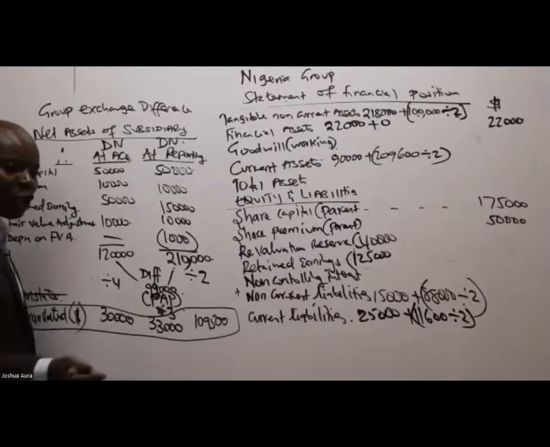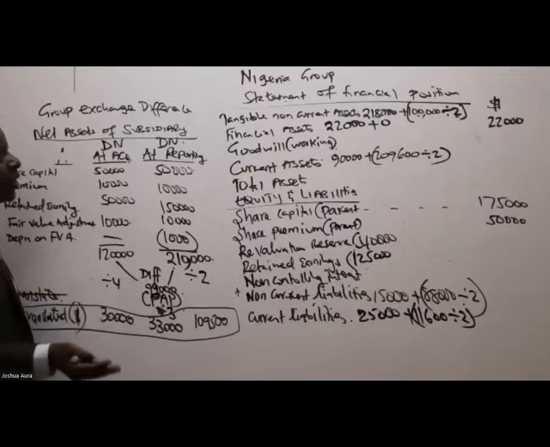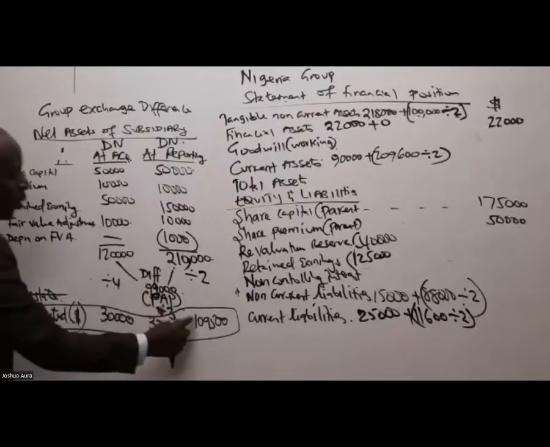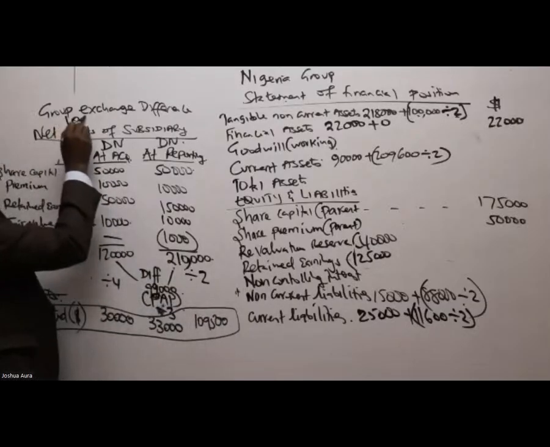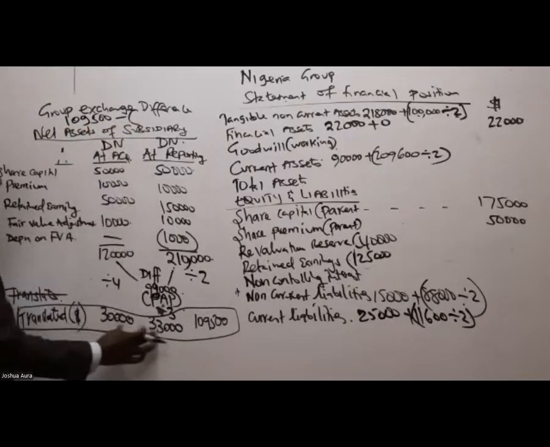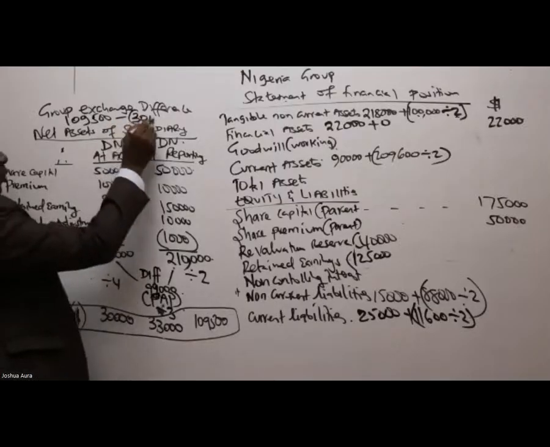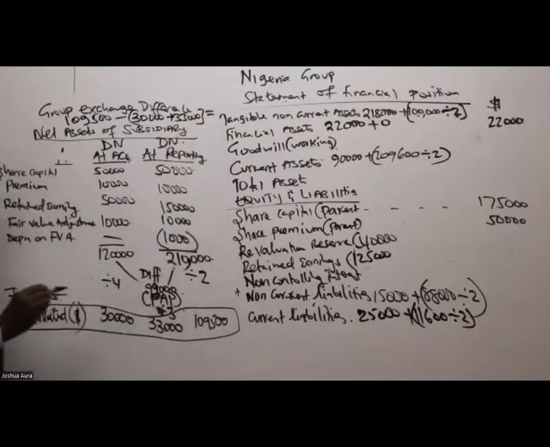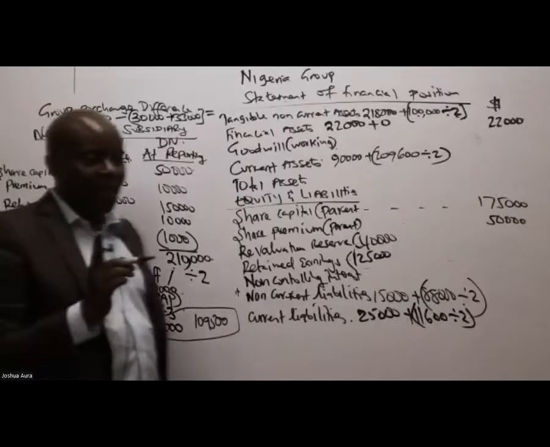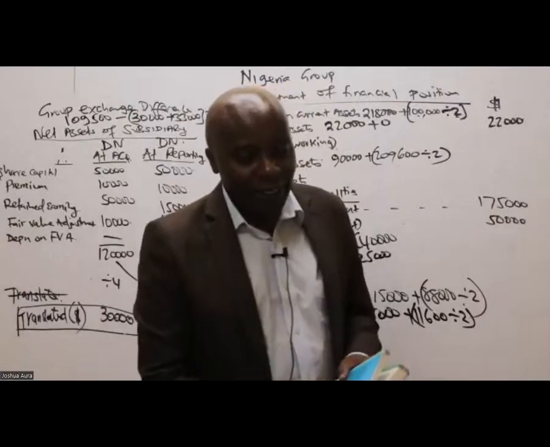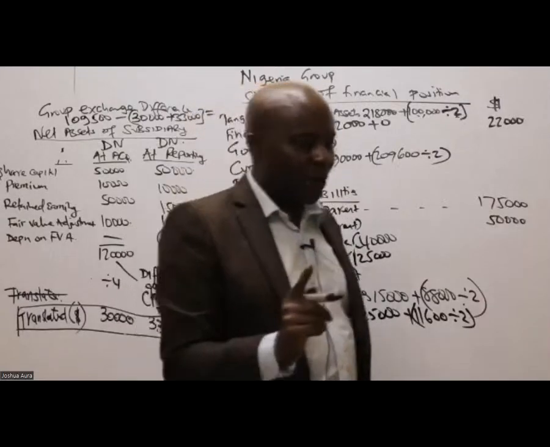That is an exchange gain. So how do we get this group exchange difference? I will take the closing, 109,500, and subtract the sum of these two. So we are talking of 30,000 plus 33,000. Could you kindly give me this figure? The group is gaining here. The group exchange difference is 46,500.